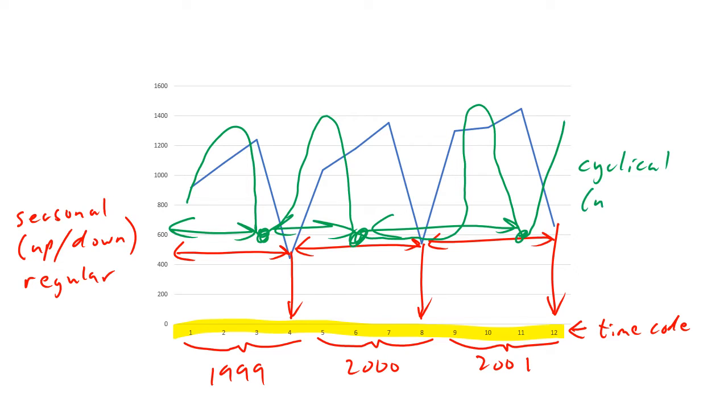So it's still going up and down, right? But it is irregular. It is not regular. Okay, so an irregular time period means cyclical. A regular time period means seasonal. And a time code means that instead of writing summer, autumn, spring, winter repeatedly and putting the year, you just go 1, 2, 3, 4, 5, 6, 7, 8, 9, 10, 11, 12.